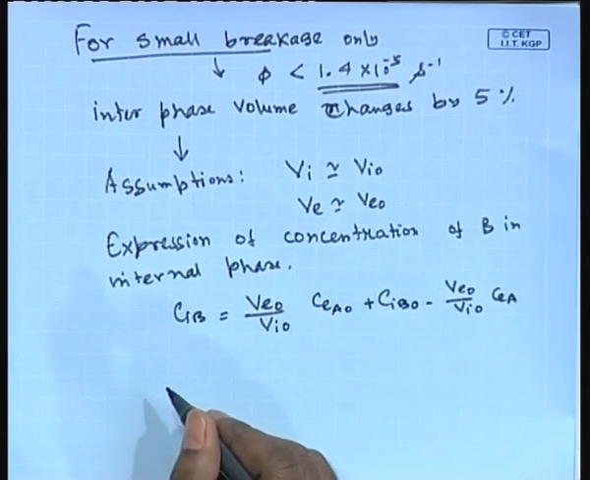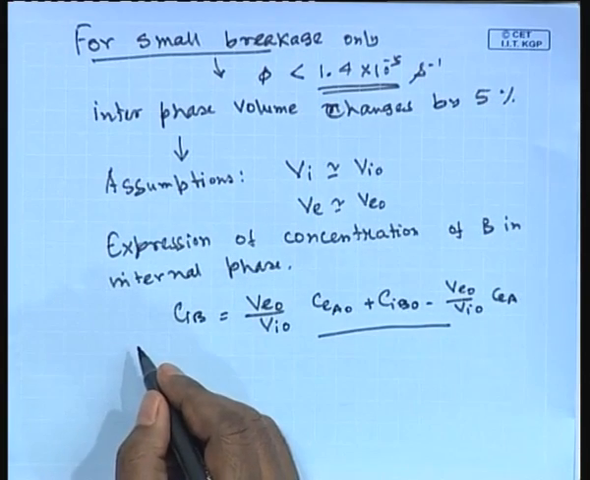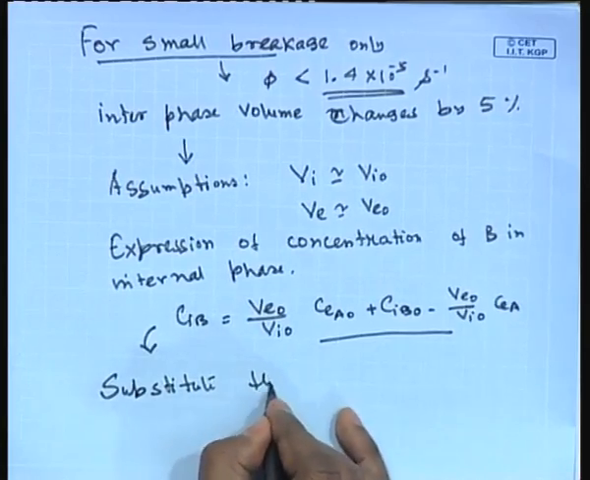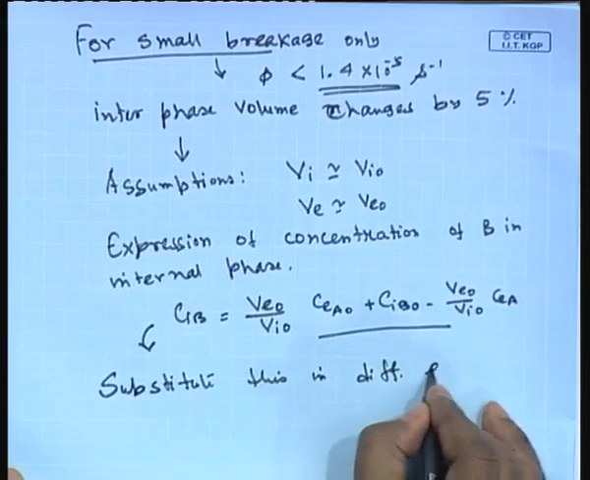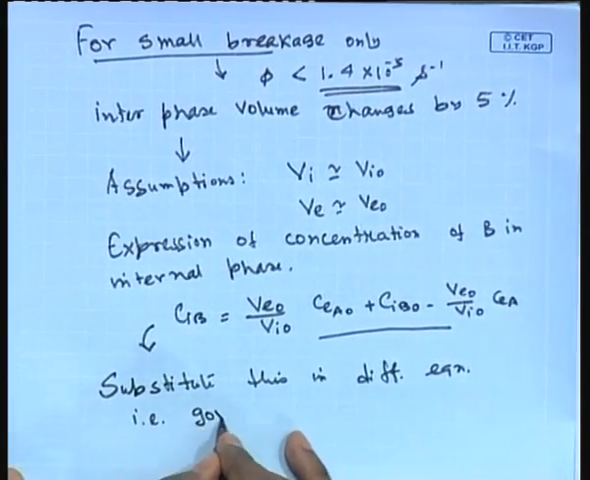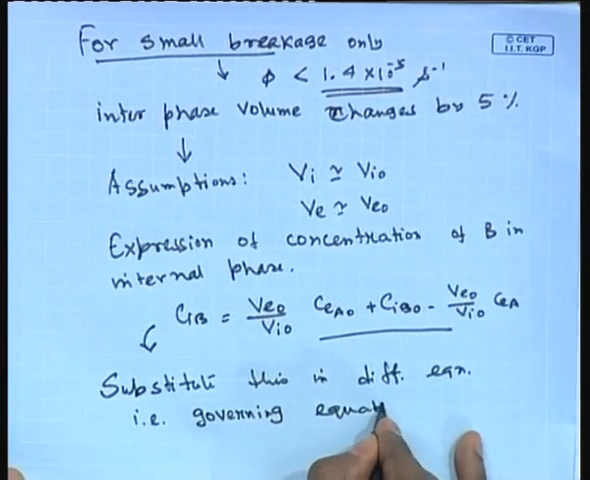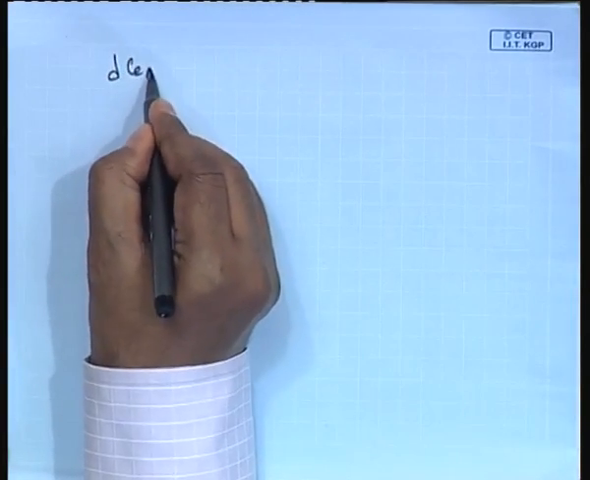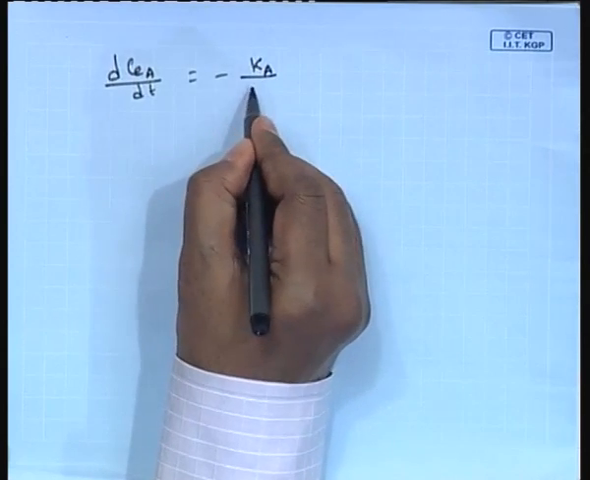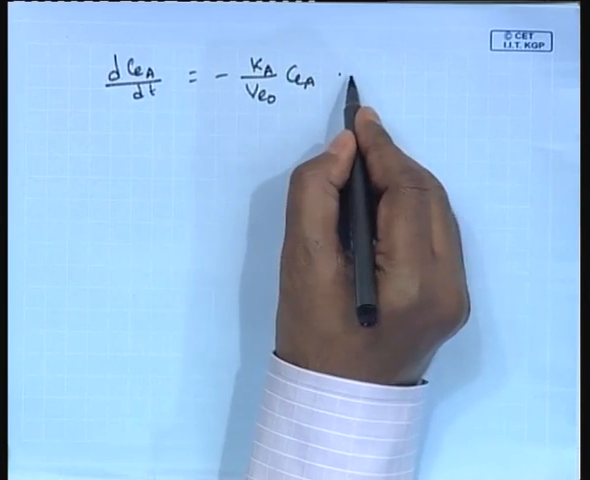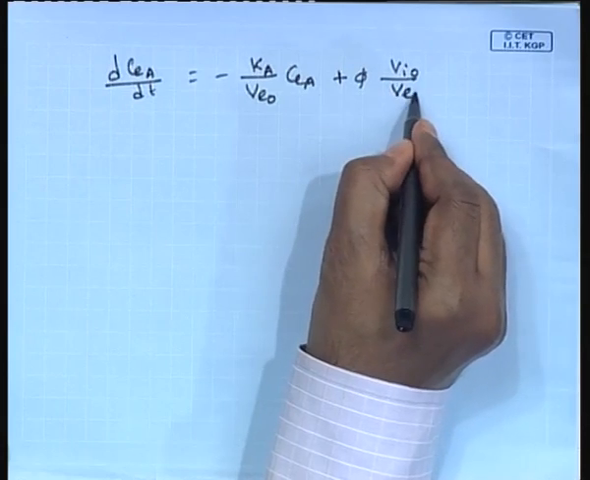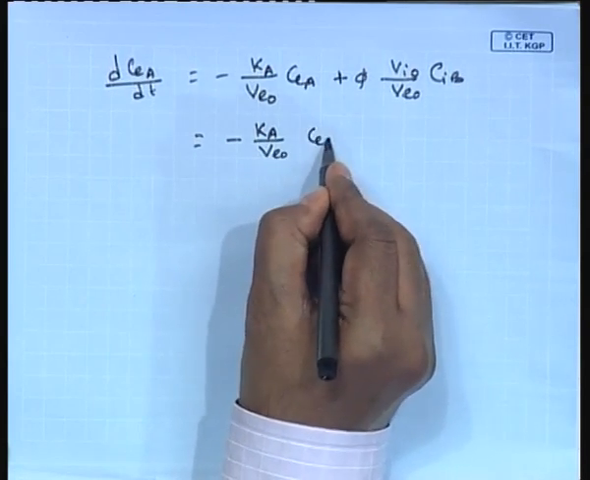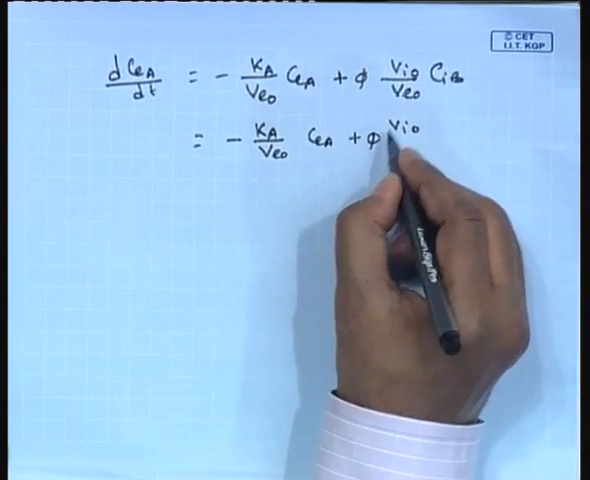Fine. Now you can substitute this expression into the governing equation of species mass balance of A. Substitute this in the differential equation, that is the governing equation of A. If you do that, what you will be getting is that dCEA/dt will be minus KA divided by VE naught times CEA plus phi times VI naught divided by VE naught CIB.